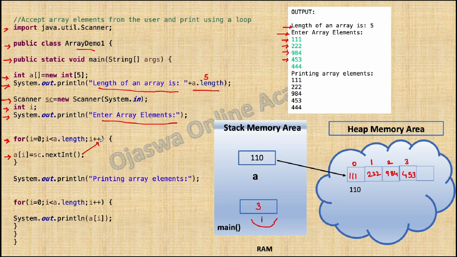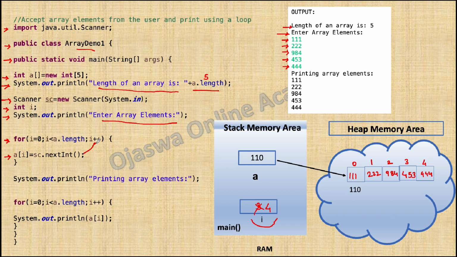Control goes to i++. Value of i is incremented by 1, that is 4. The value becomes 4. 4 is less than 5. Condition is true. Control comes inside. a[4] equals sc.nextInt(). That is, suppose user enters 444. This integer value is stored in index 4 of array a. So at index 4, the value 444 is stored.